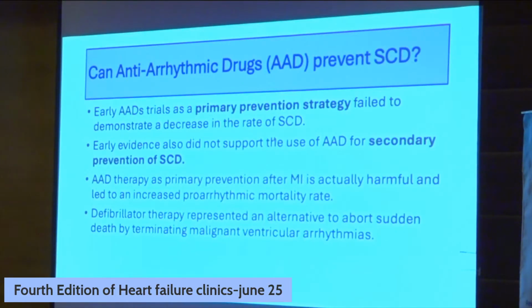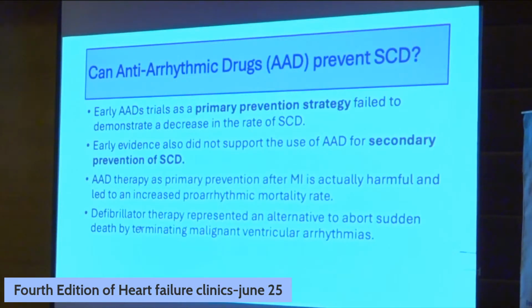Similarly, if a patient had a ventricular fibrillation, as a secondary prevention strategy also, amiodarone did not have any role. So antiarrhythmic drugs did not show a primary prevention role nor a secondary prevention role. And most importantly, they were found to be actually harmful and increased the mortality rate. So please don't give antiarrhythmic drugs for a longer time in these patients, either for primary prevention or secondary prevention. Do not give amiodarone and all those things. The only way you can prevent sudden cardiac death is a defibrillator.